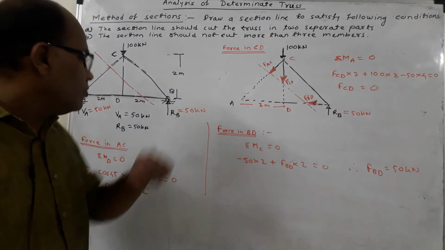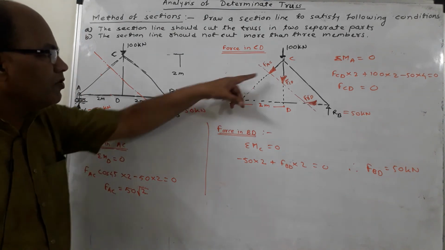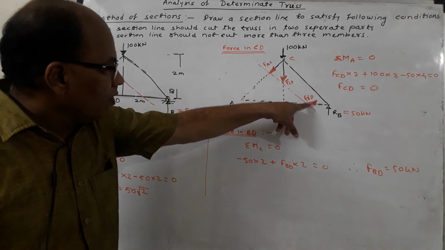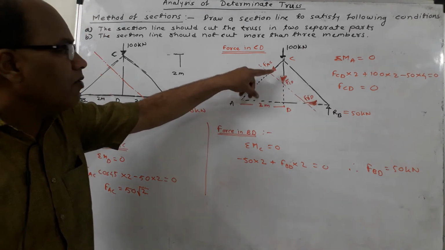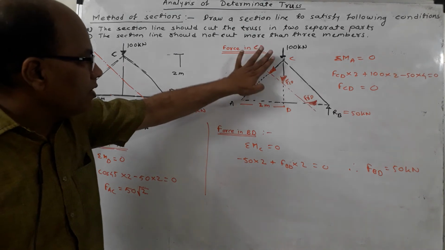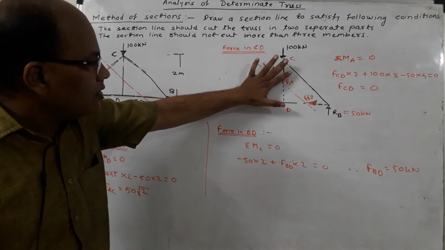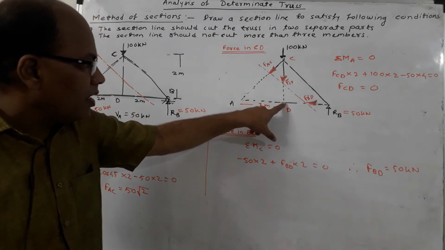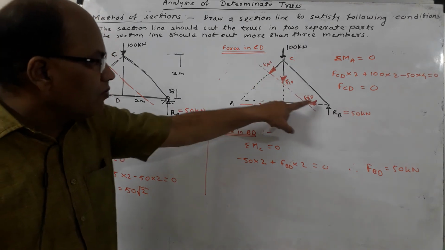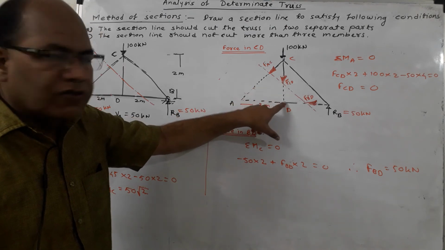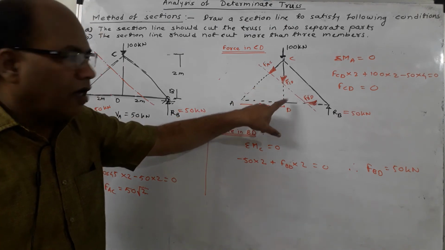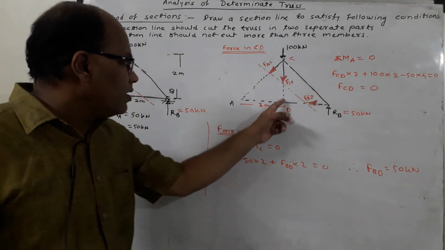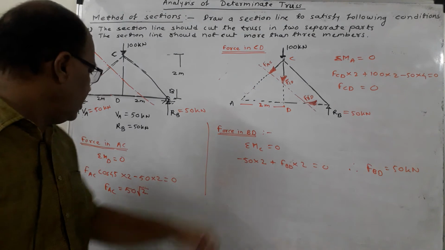Now if I want to get the force in AC, suppose this force is required. We already have calculated FCD and FBD. Now I want to get FAC. When I want to get FAC, I will not be considering FAC, but I will be concentrating on these two forces. And I will check whether these two forces are meeting at any point or not. Yes, these two forces are meeting at D. So let us take moments about D.